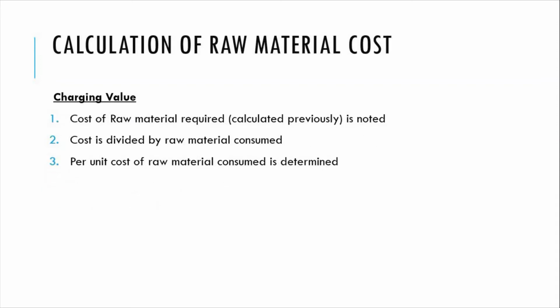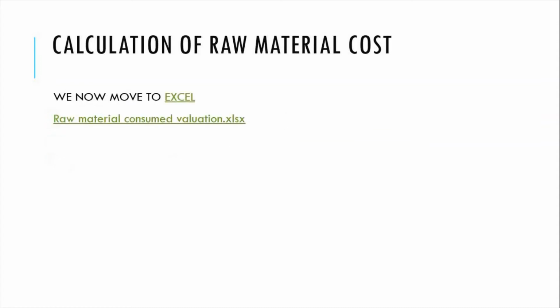Now we will charge the value. For this we will require the cost of material required. Cost is divided by raw material consumed, and per unit cost of raw material consumed is determined. In order to understand it more clearly, we now move to the Excel file.